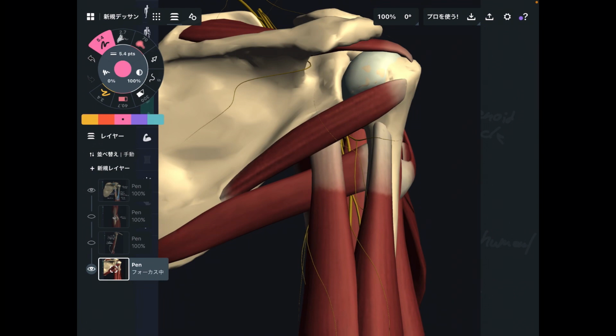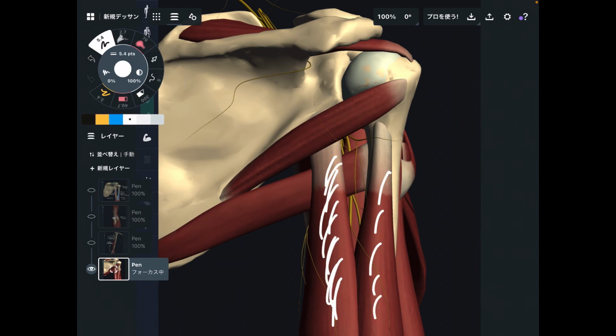Now let me talk about the relationship between triceps brachii and nervous tissue. You're looking at the shoulder joint from a posterior view. This is the long head. This is the lateral head. You see a tiny space here. This space is very important. This rectangular space is called the quadrilateral space. Part of triceps brachii composes this quadrilateral space.